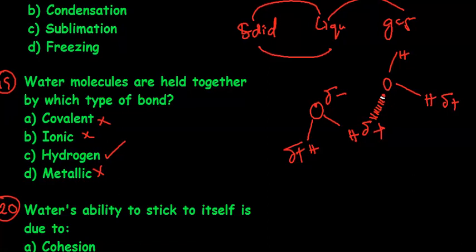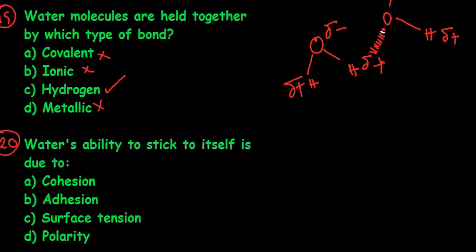So, what about the last one? The last one says water's ability to stick to itself. In the previous case, we talked about sticking to other particles or components. But in this case, we're talking about sticking to itself. What is that ability? If that is adhesion, this is simply going to be cohesion. Adhesion, surface tension, and polarity, they are all wrong. The correct answer is cohesion.